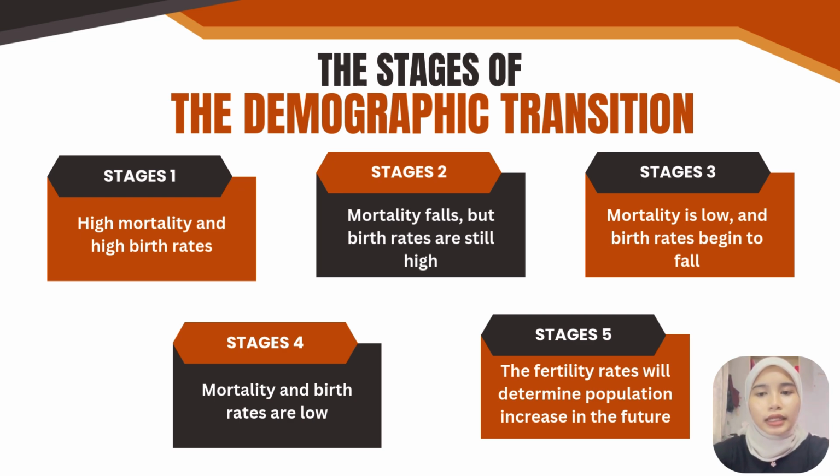The last one is stage 5, declining. The level of fertility rates will determine population increase in the future. Changes over the course of socioeconomic modernization are described by the demographic transition. On the other hand, the population will eventually decrease if the fertility rate remains below 2 children per woman.